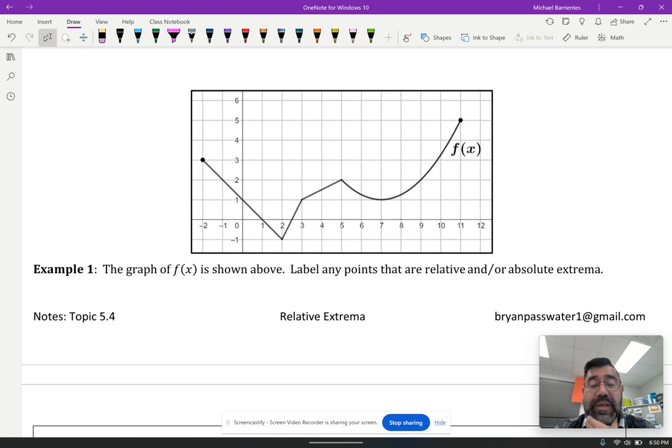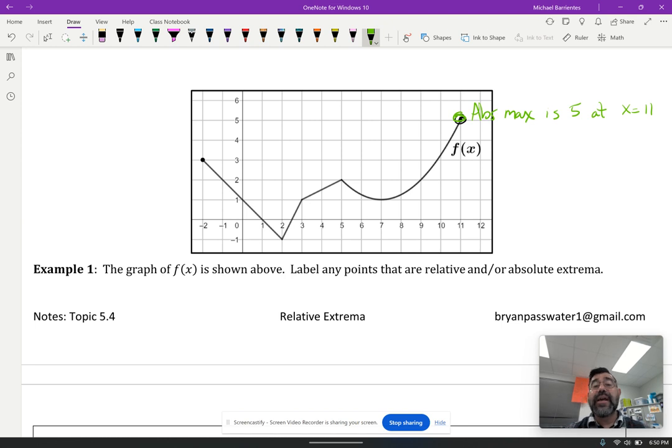Okay. So let's start with the absolute points. Is there an absolute max? Yes. There's a highest point of this function, which is defined from x equals -2 to x equals 11. This is, let me use a different color, the absolute max. So how would I write that? I would say the absolute max is 5 at x equals 11.